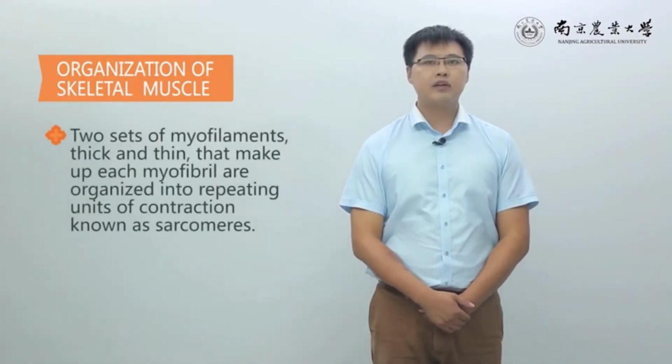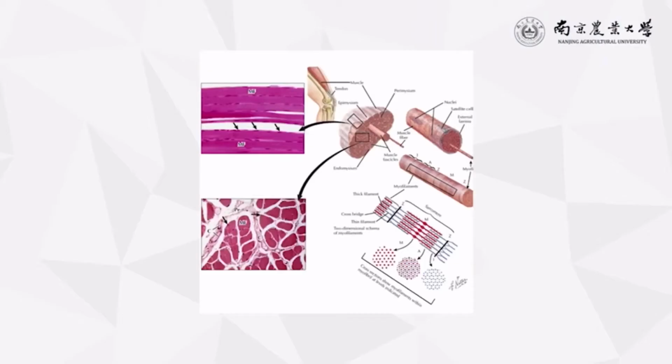Two sets of myofilaments, thick and thin, that make up each myofibril are organized into repeating units of contraction known as sarcomeres. Dark transverse Z bands mark the ends of each sarcomere and anchor the thin filaments. The center of the sarcomere contains the thick myosin-containing filaments, which form the A band. Thin actin-containing filaments, which form the I band, are at the end of each sarcomere.